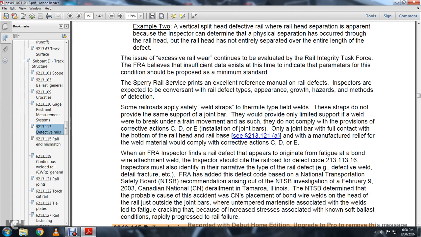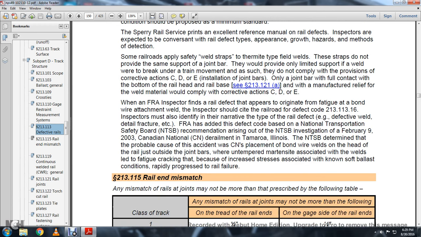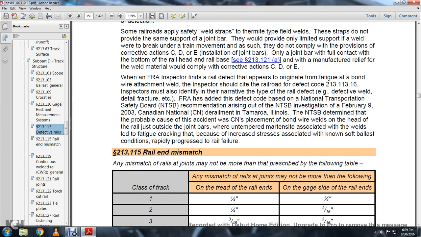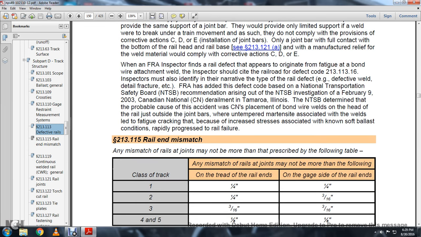The National Transportation Safety Board determined the probable cause of the accident was the Canadian National's placement of the bond wire welds on the head of the rail just outside the joint bars, which led to fatigue cracking associated with the welds, and because of the increased stressing associated with known soft ballast conditions, rapidly progressed to a rail failure. All right, 213.115, rail end mismatch.